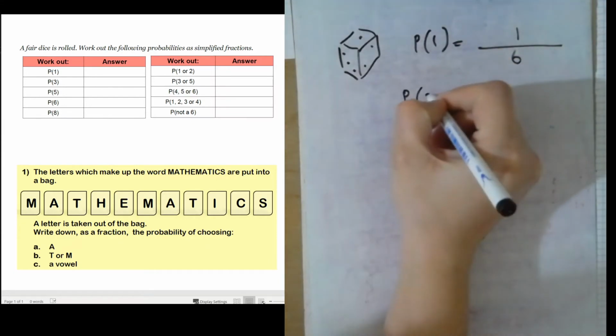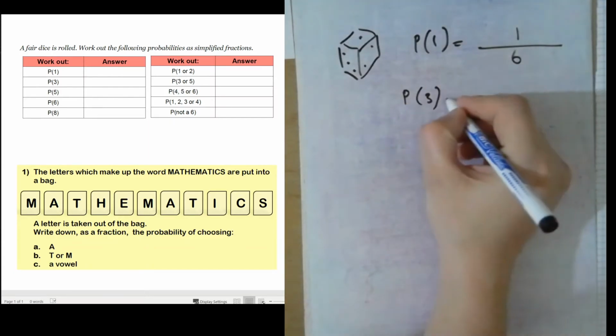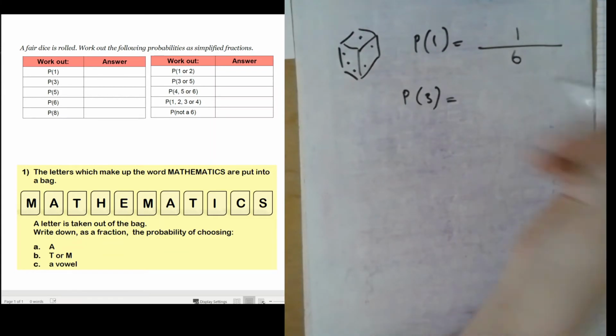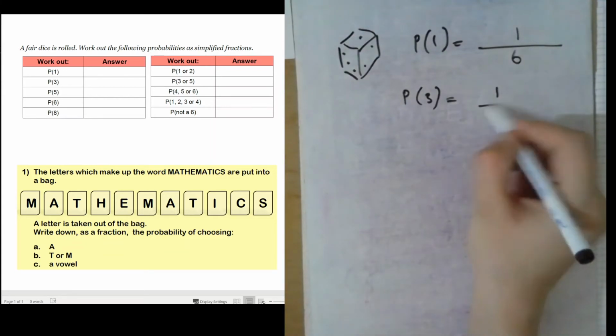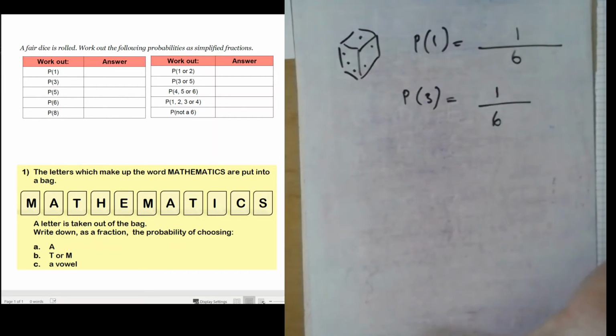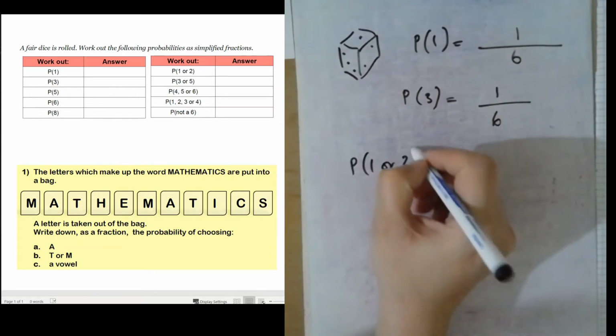So if I had this, what would this mean? Well, it's a probability of me getting a 3. If I roll a dice, how many sides have a 3 on them? Well, 1. And how many sides do I have in total? 6.